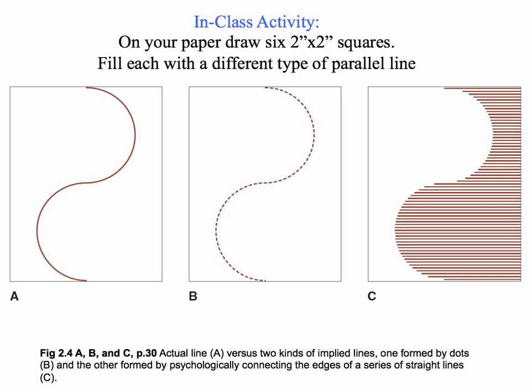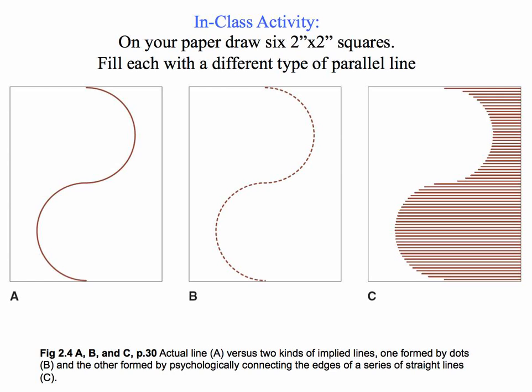Okay, so here we have examples of a couple different kinds of line. A shows us an actual line. B is showing us an implied line of dashes. And then C is showing us a sort of psychological line that our brain makes by connecting the ends of all the straight actual lines that are horizontal.